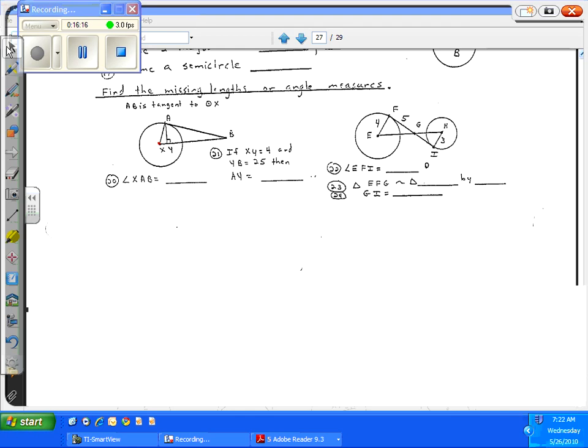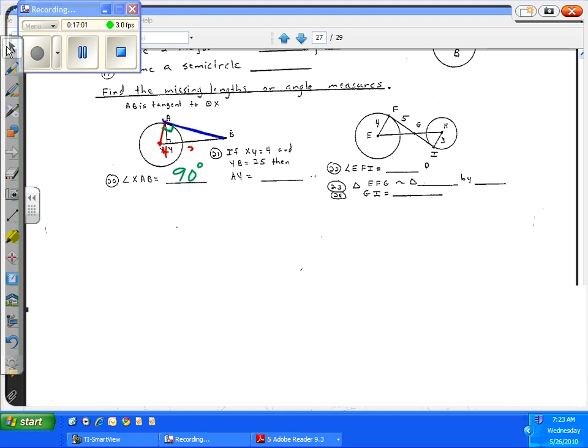So what we have, this is the center. AY is a radius. AB is a tangent. So we have a radius drawn to a point of tangency, which is perpendicular to the tangent line at the point of tangency. So angle XAB is 90 degrees. Any questions on that?